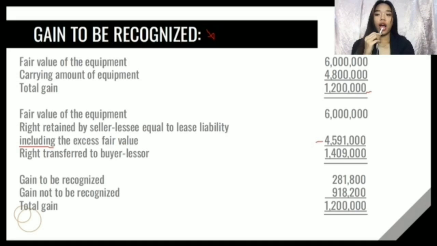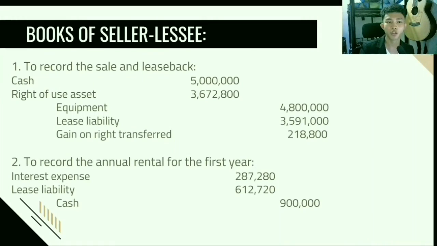Now, how much is the gain to be recognized? That's 281,800 because the right transferred to buyer-lessor divided by 6 million times 1,200,000, and gain not to be recognized is the right retained by seller-lessee, which is 4,591,000 divided by 6 million times 1,200,000, and that's 918,200, and the total gain is 1,200,000 pesos. We will now proceed to the journal entries sa books of seller-lessee.